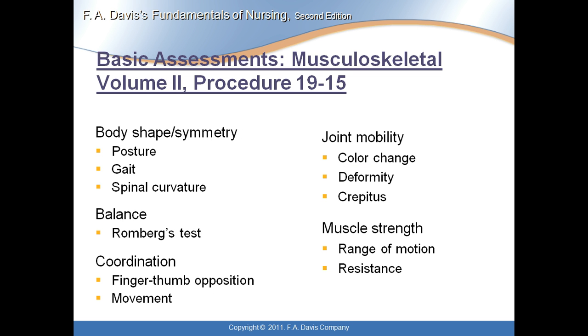All right, so for this area, it's the musculoskeletal. So you're going to assess for body shape and symmetry. You're going to check for posture, gait, and spinal curvature. You also use the Romberg's test for balance. You also check for coordination, which will use the finger-to-thumb opposition. You'll check for movement. You also check for joint mobility. You'll check for color change, deformity, and crepitus. And for muscle strength, you'll assess for range of motion and resistance.